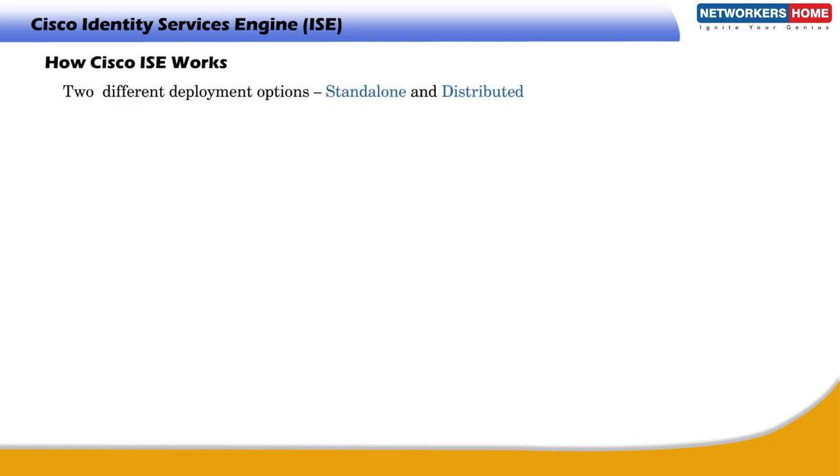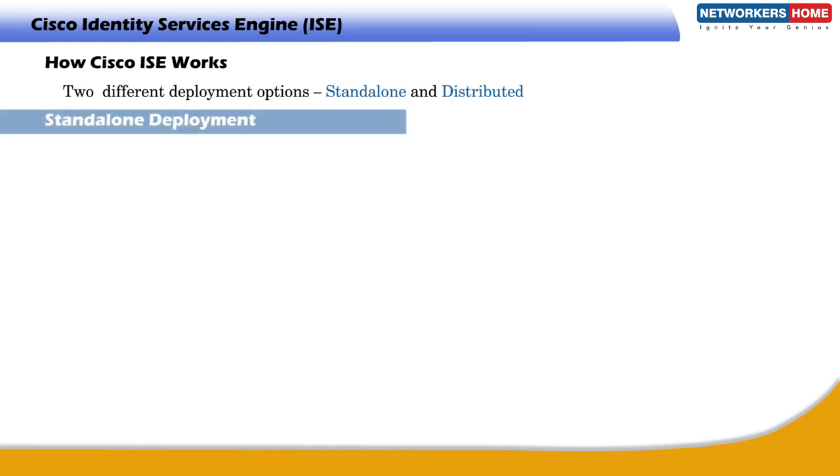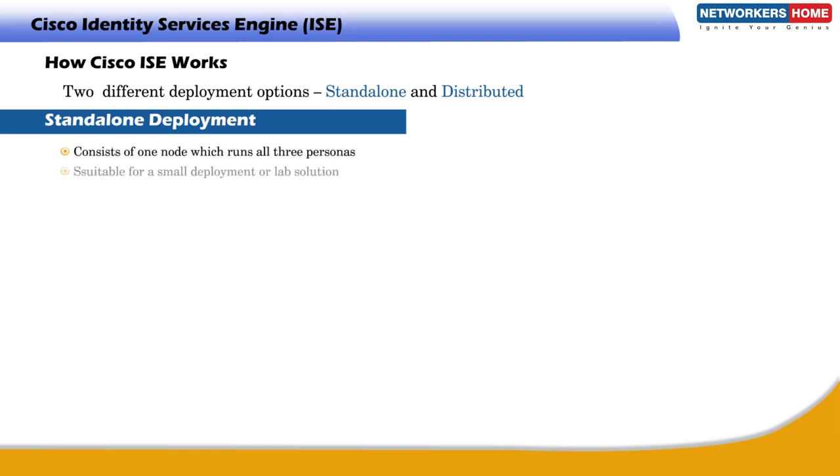How Cisco ISE works. ISE has two different deployment options: standalone and distributed. Standalone deployment. This consists of one node which runs all three personas. This is suitable for a small deployment or a lab solution. If you run a standalone solution on your production network, you have no redundancy.